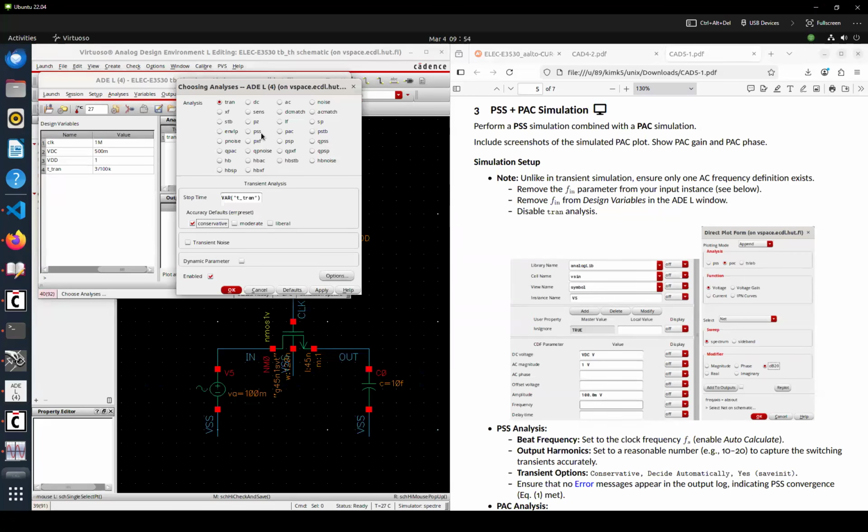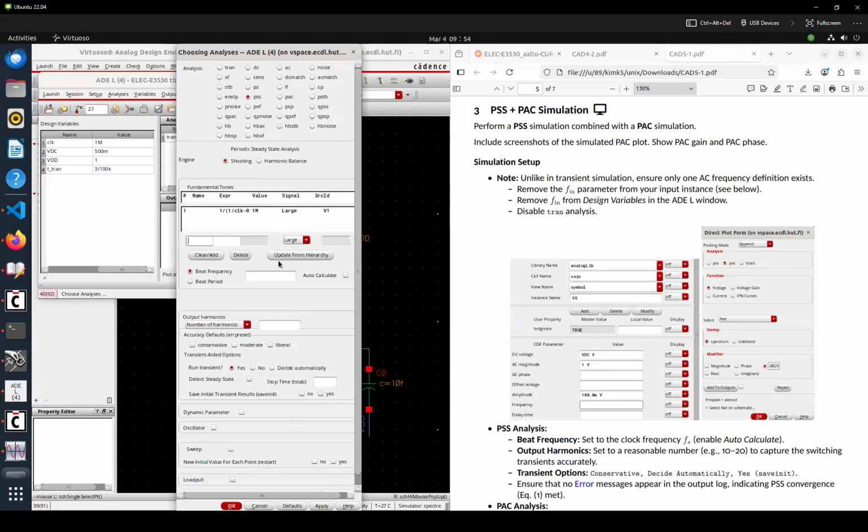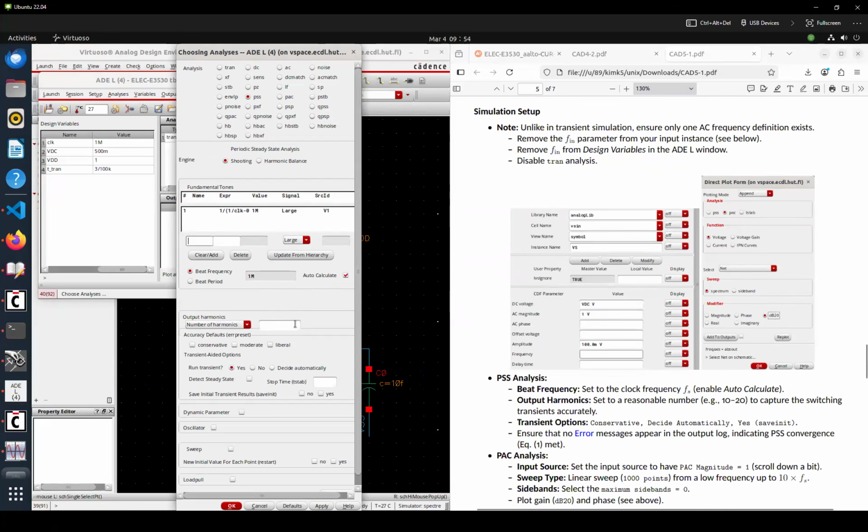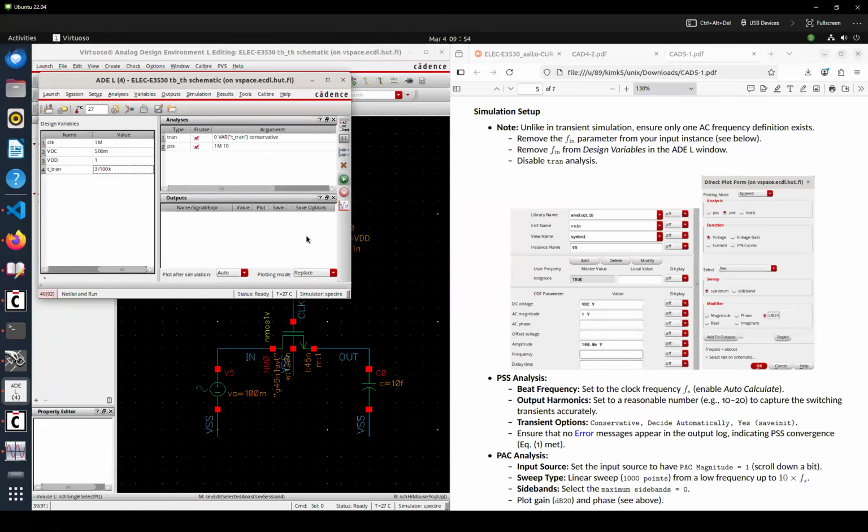So you have to select PSS, and now you can just click auto calculate. So now it is automatically set as the clock frequency, which is 1 megahertz. And for the output harmonics, as a starting point, you can just set 10. And conservative, automatically decide. And yes, that's it for the PSS. Let's run the PSS simulation.